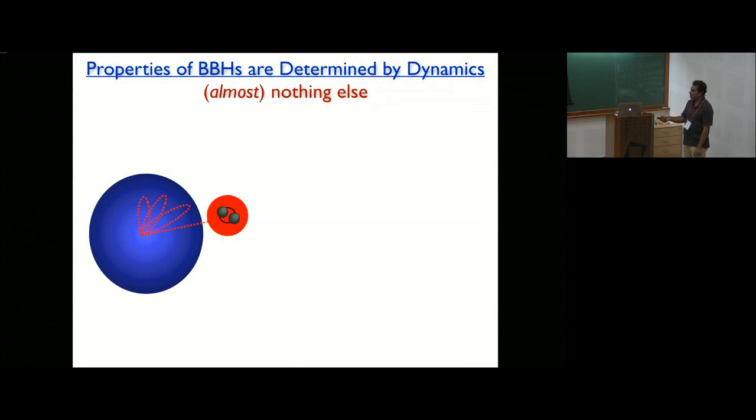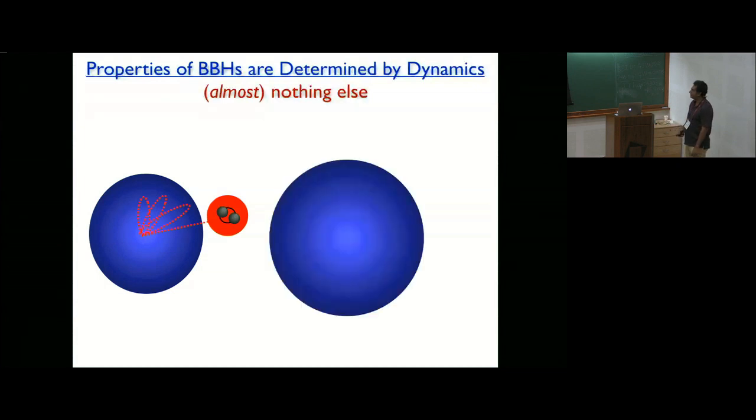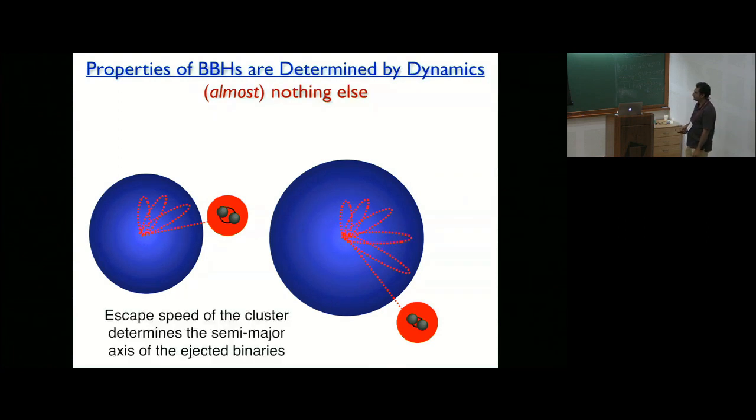And what property it will get out with depends on the escape speed. So, if you have a larger, more massive cluster, you will have a tighter binary that gets ejected. Okay? So the escape speed of the cluster determines the semi-major axis of the ejected binaries. It also determines the interaction timescales of the binaries, because the velocity dispersion also is a property of the cluster. So even in cluster mergers, where the merger timescale is shorter than the interaction timescale, how many of these will happen in the cluster also depends on the cluster properties.